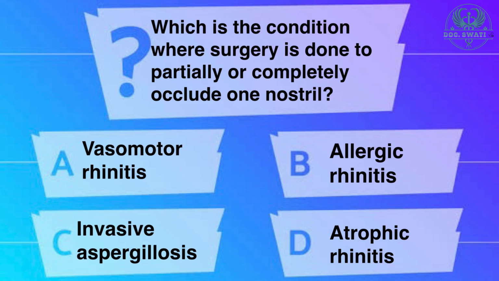So the next question is, which is the condition where surgery is done to partially or completely occlude one nostril? Option A, vasomotor rhinitis. Option B, atrophic rhinitis. Option C, invasive aspergillosis. Or option D, allergic rhinitis. Well, yes, the correct option is atrophic rhinitis.